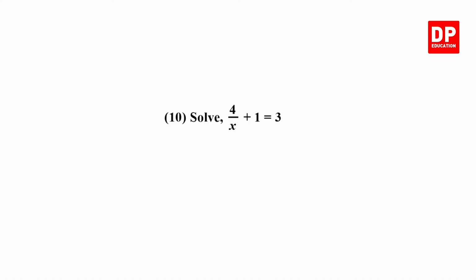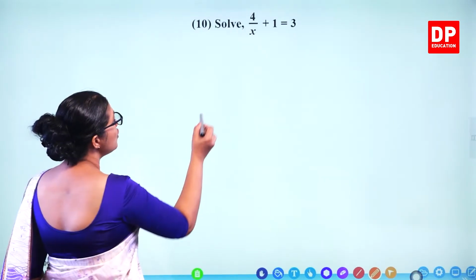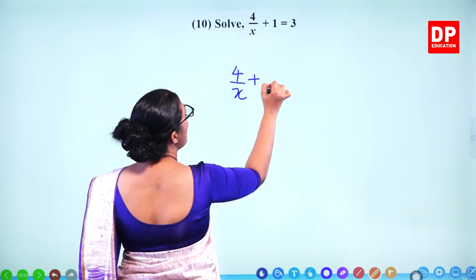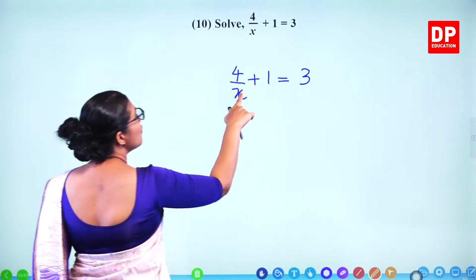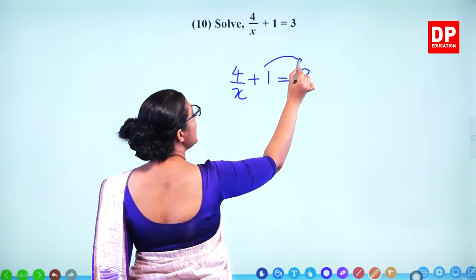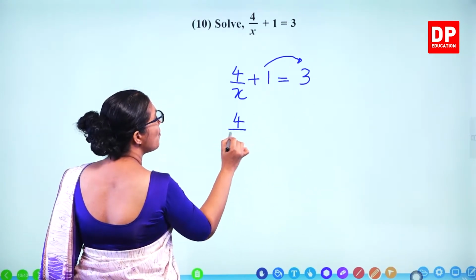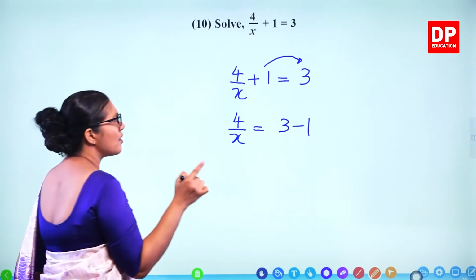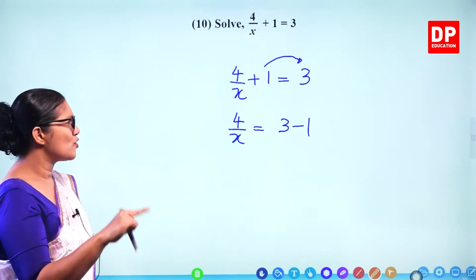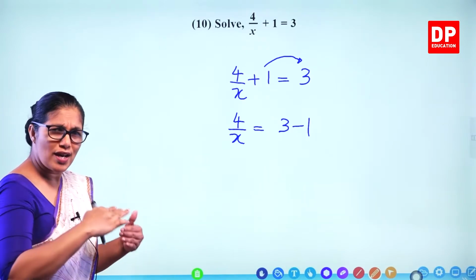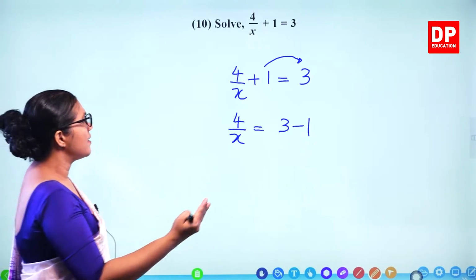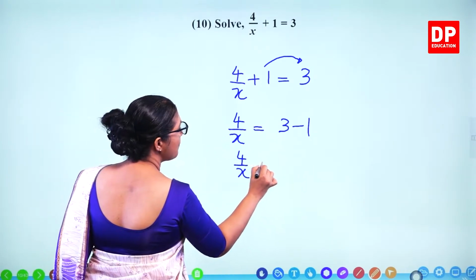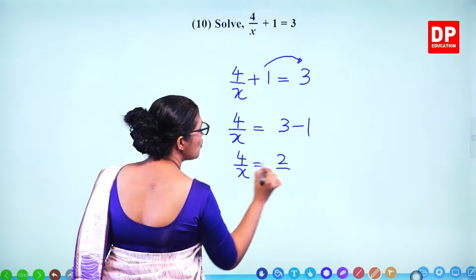Question number 10. Solve. So we need to keep the x term on one side. So we'll take 1 to the other side. That means you subtract 1 from both sides. So you can write this is 3 minus 1. You don't need to write minus 1 on both sides. So straight away we can write the other side. So 4 by x is 3 minus 1, which is 2.